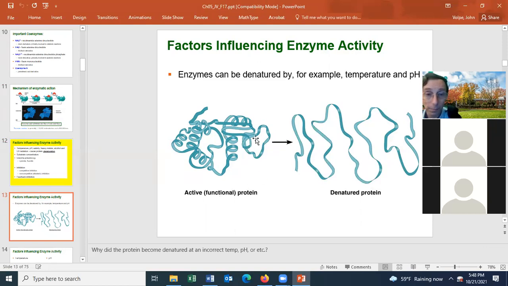Why did this protein become denatured at the wrong temperature, the wrong pH, or the wrong whatever? Why does the protein unfold at the wrong temperature or the wrong pH? Nobody's going to guess?